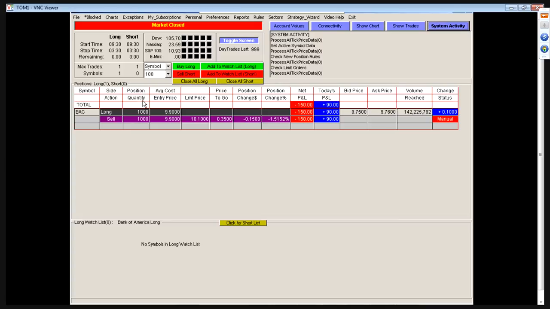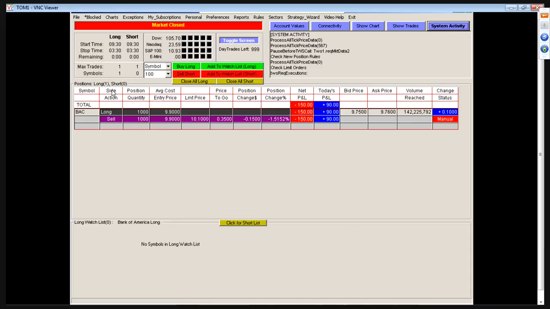Position quantity is going to tell you how many shares we're trading. Let me clarify one thing. You see that description line on top, symbol, side, position, average cost going across? That whole line is describing the first line here, the BAC long one, and under it, the action, quantity, entry. That's the next, the limit order line. You don't read them top to bottom, you read them across. I need to clarify that.